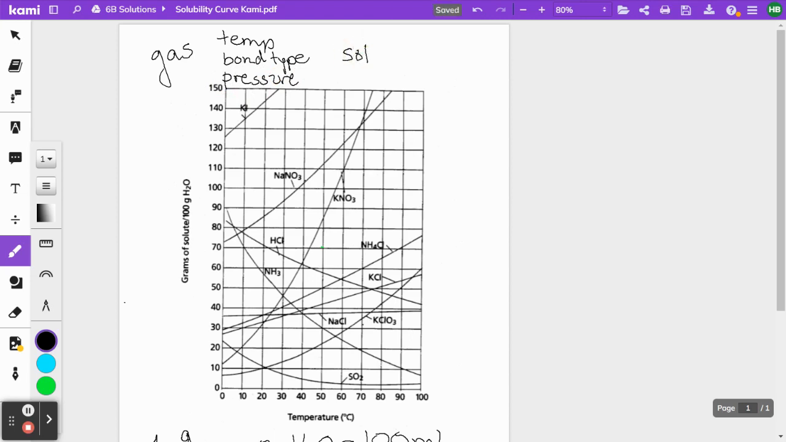Solids, pressure doesn't count for solids. But temperature, bond type, and the last one, you might have guessed based on what we've learned, is surface area. So these are the factors that affect solubility for gases, and these are the factors that affect solubility for solids. And there is a summary on how to read the solubility table that you were given today.